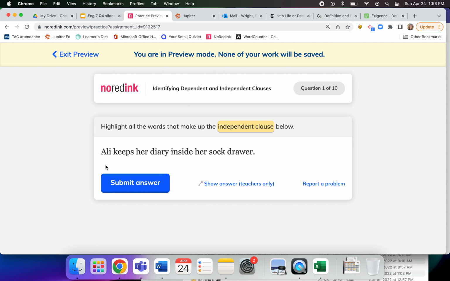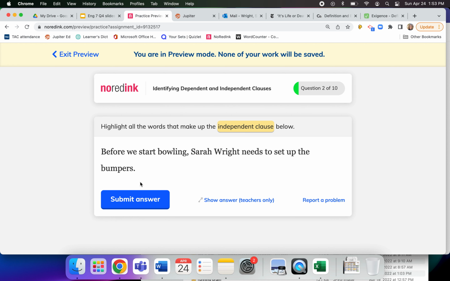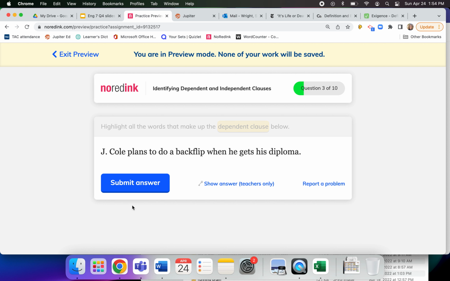So Allie keeps her diary inside her sock drawer. That's just a sentence. So sometimes a sentence is an independent clause. But if a sentence is a little bit more complicated like this one, only one part of it will be an independent clause. Before we start bowling, Sarah Wright needs to set up the bumpers. I need to set up the bumpers. And that's an independent clause.